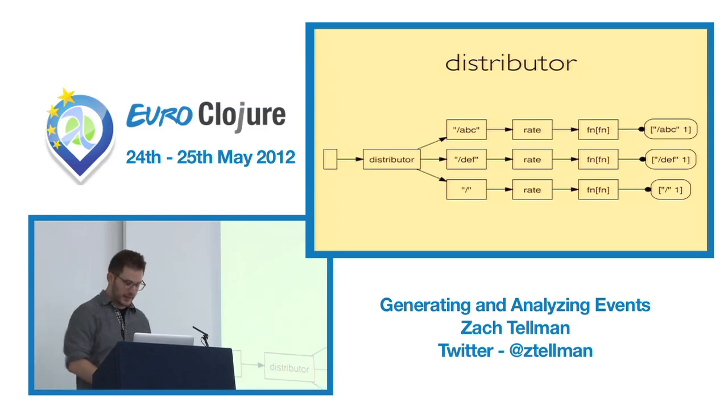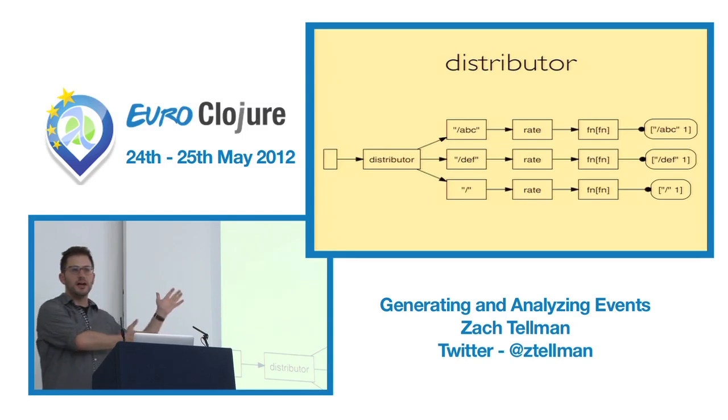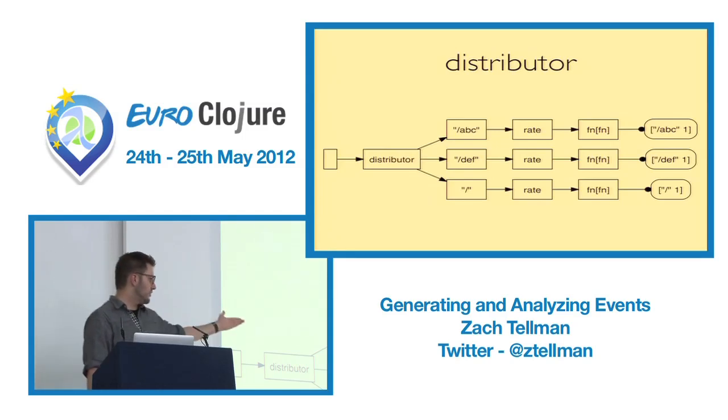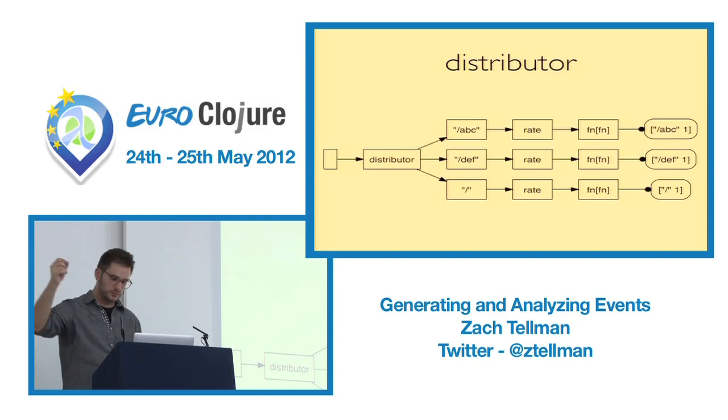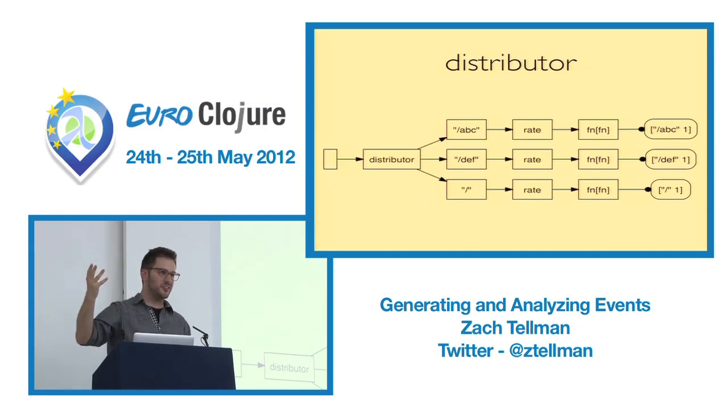But if we get 3 requests, and they are to the root, and to ABC, and to DEF, then this is what the topology then looks like, right? The distributor is splitting these off, and it's applying these identical operations to it. And at the end, we have these queues, which contain these 3 tuples, right? Which is the URI and the rate.